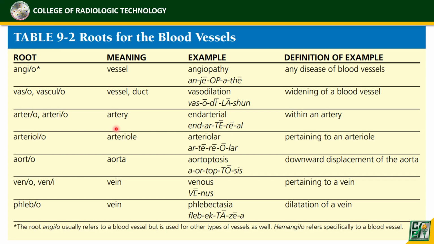Okay, we have next the veni, which means vein. Venous, which means pertaining to a vein. Okay, then we have pleb or plebo, also means vein. Plebectasia means the dilatation of a vein.